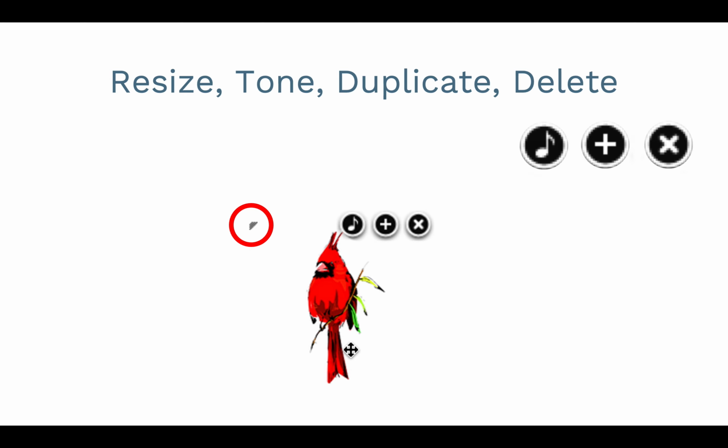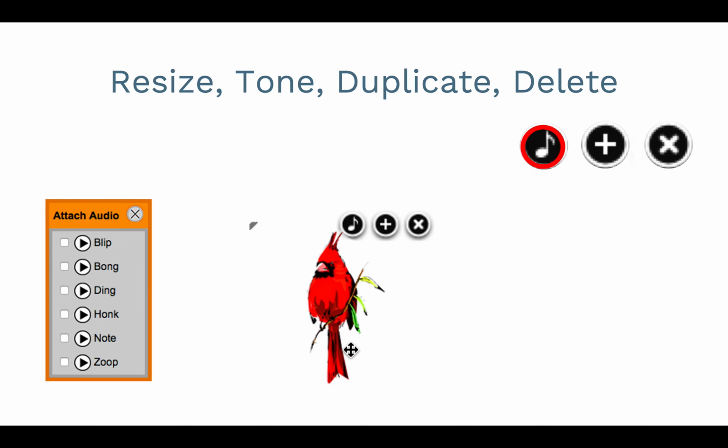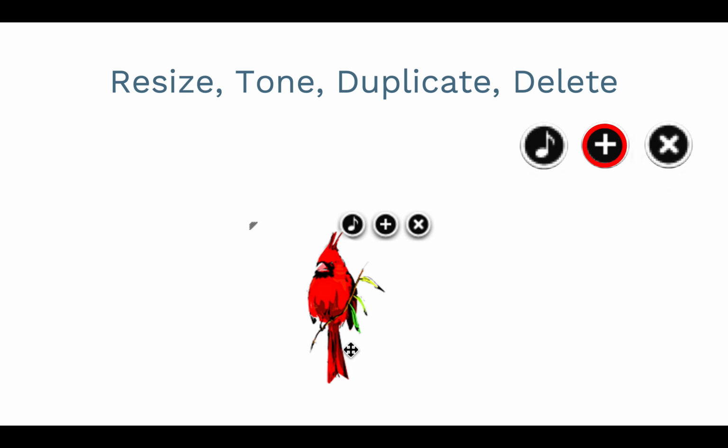Looking at each of the three icons a bit closer, the first is a music note. This gives you the option of adding a sound effect to that item. You have a choice of 6 different sounds to choose from. The next icon is the plus icon. The plus icon creates a duplicate of that item.